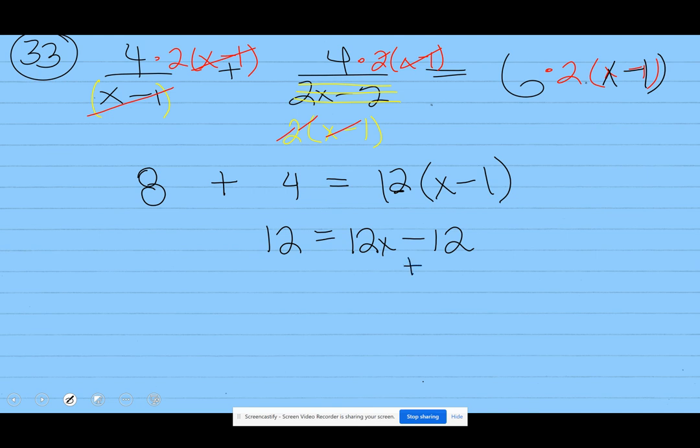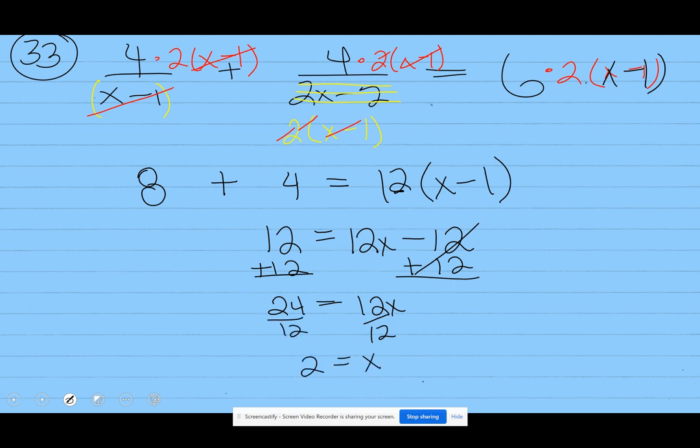Add 12 to both sides. Lots of 12s here. Like, I don't know how to solve this. Sure you do. Use your algebra skills. Don't try to think it out. Add 12 to both sides. Divide both sides by 12. And x is equal to 2.